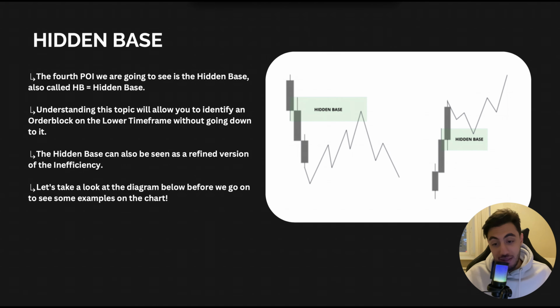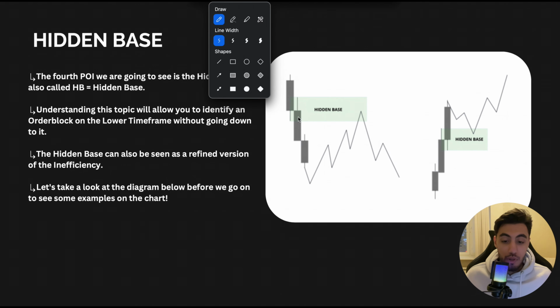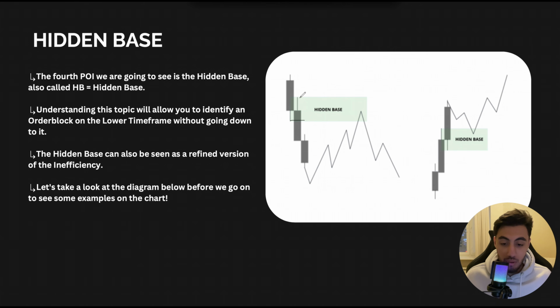So how are you going to do that? It's going to be completely simple. So once you have two shadows like this, the first and second candle create this type of shadow. Okay, so this is going to be your hidden base, bearish and bullish hidden base. The hidden base can also be seen as a refined version of the 1, 2, 3. The hidden base also can be 1, 2, 3. The hidden base.